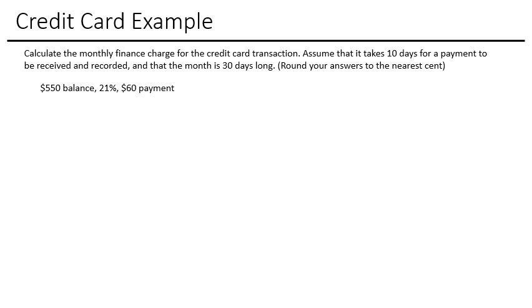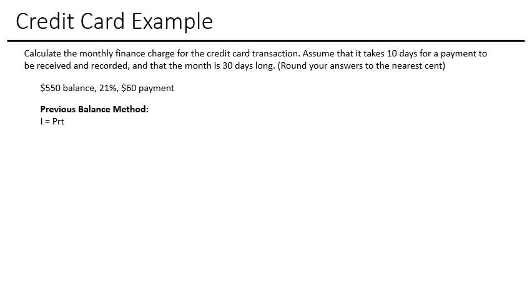Okay, now they may say that the month is 31 days long. And so keep an eye on that. So that can be 30 or it could be 31. So in this example, we're going to have a $550 balance, 21% interest, and a $60 monthly payment. So they're going to ask you to calculate this 3 different ways using 3 different types of calculation methods.